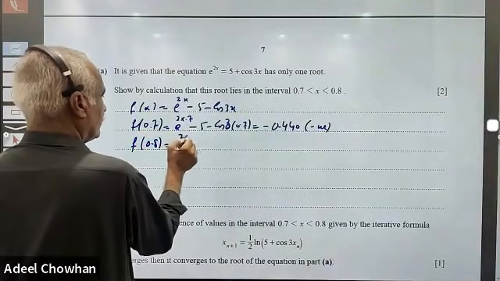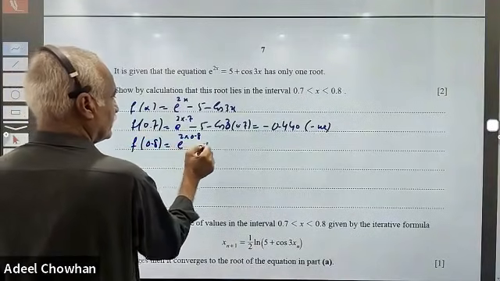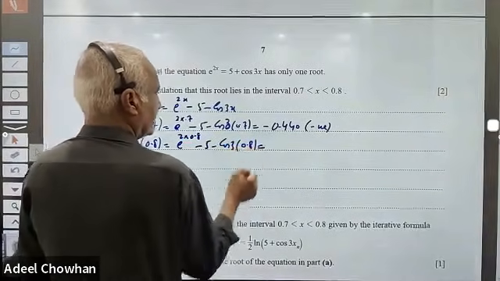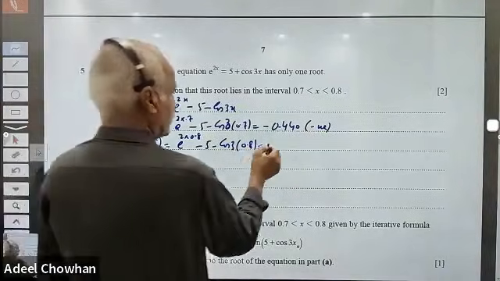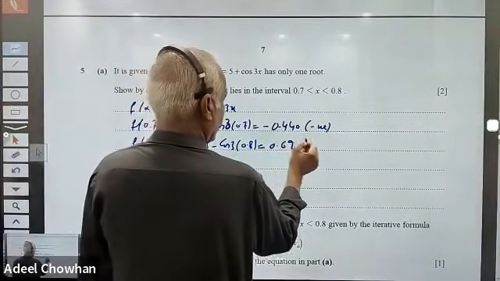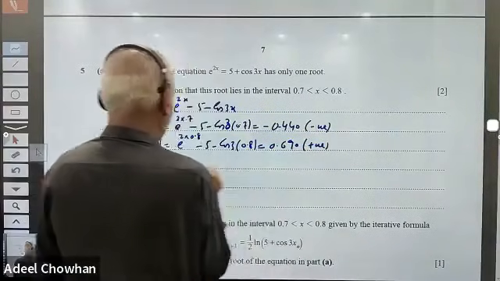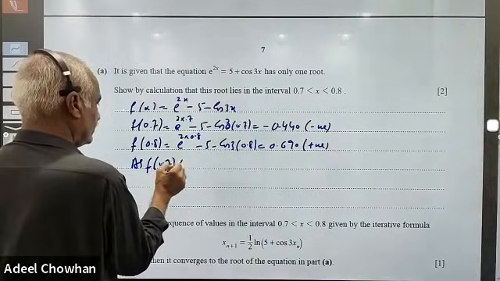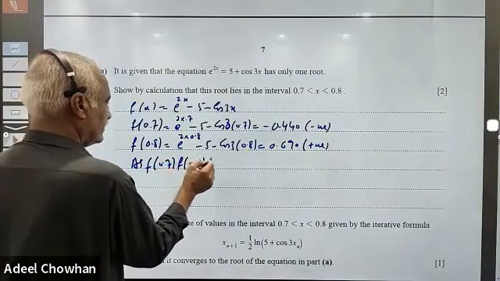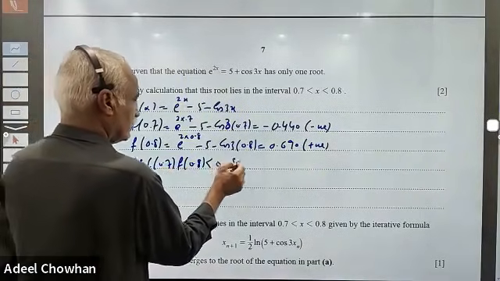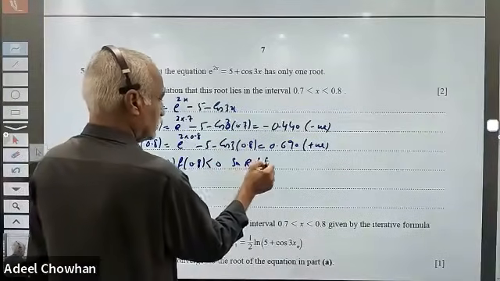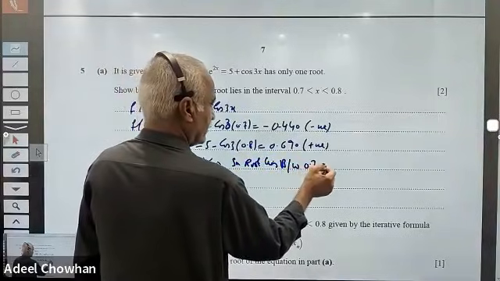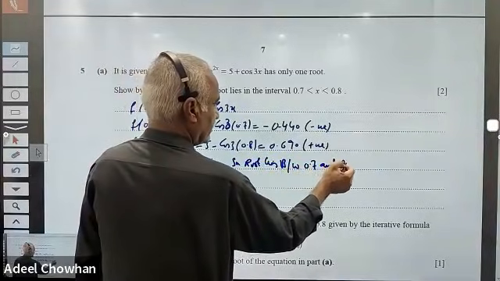is e^(2×0.8) - 5 - cos(3×0.8), and that value is positive. So as f(0.7) × f(0.8) is less than 0, the root lies between 0.7 and 0.8.